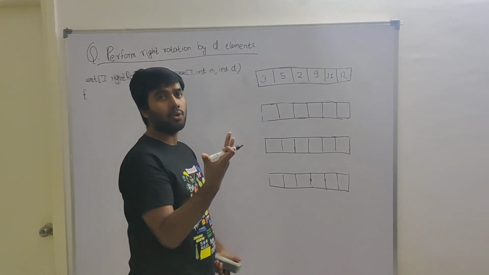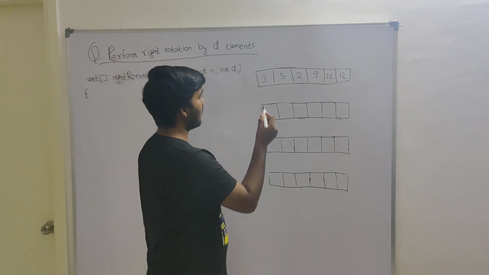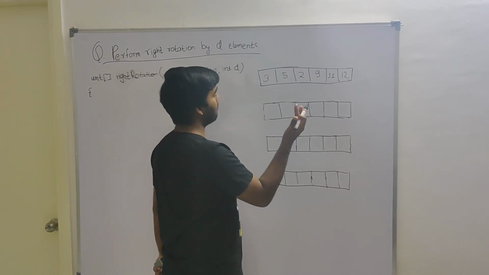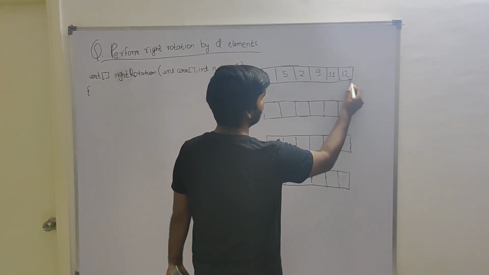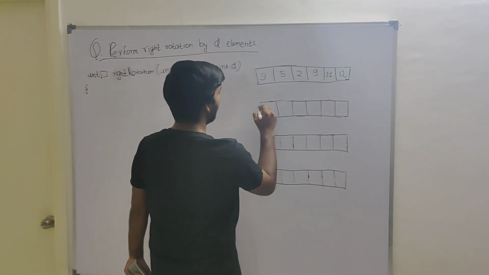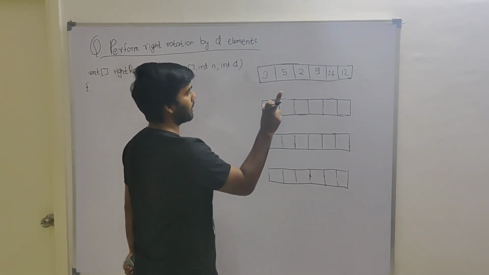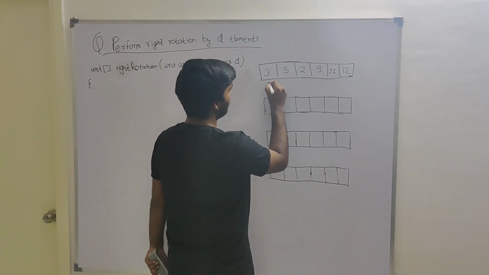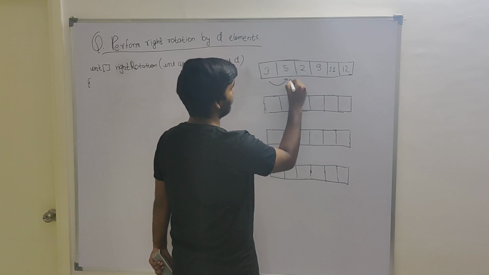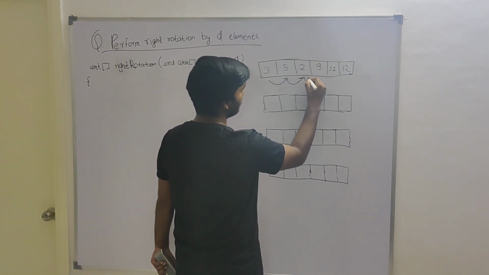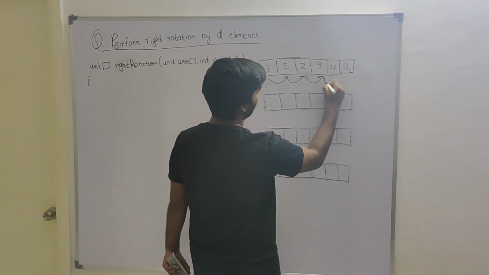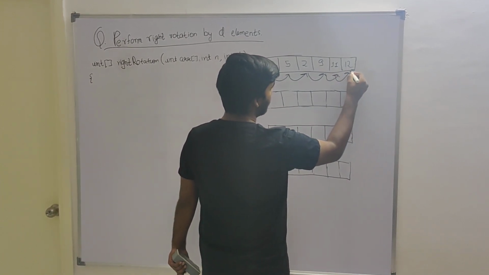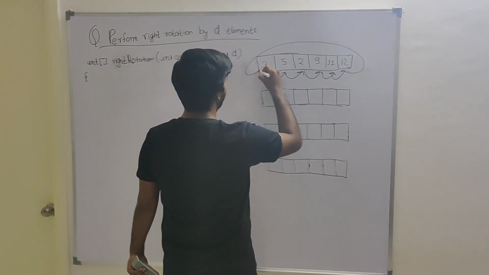If we perform a right rotation, what that means is that every element is moved to its next right position, and the last element wraps around. If this is the array and we perform a right rotation once, then the outcome will be: 3 goes to the next position where 5 is, 5 goes to the position where 2 is, 2 goes to the position where 9 is, 9 goes to 11's position, 11 goes to 12's position, and this 12 will come back to the first place.